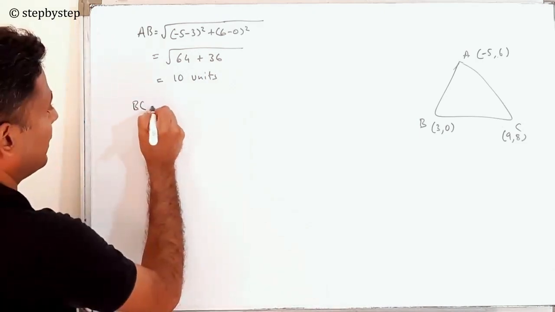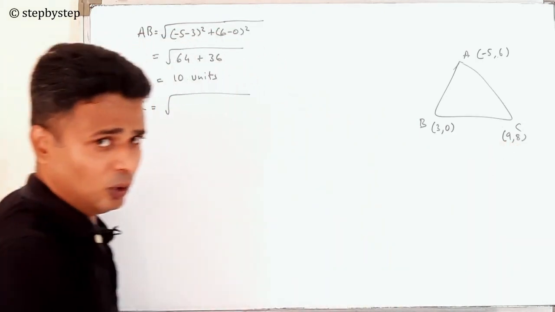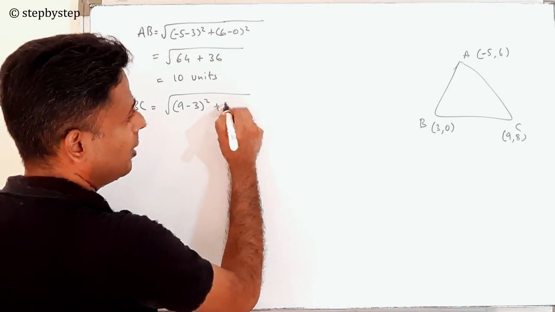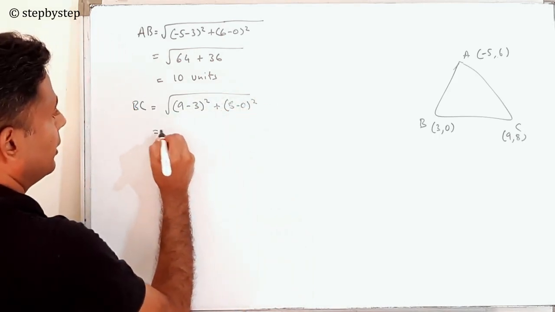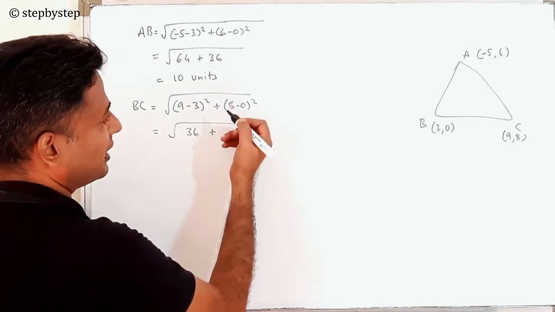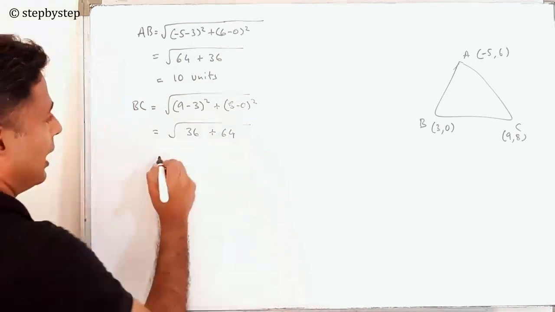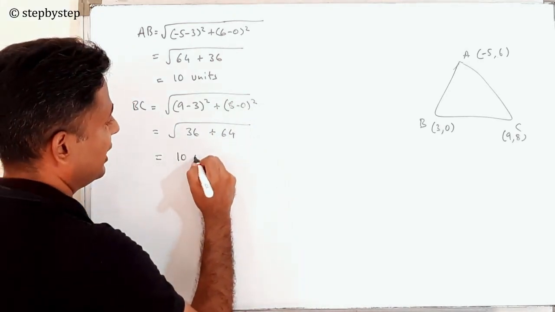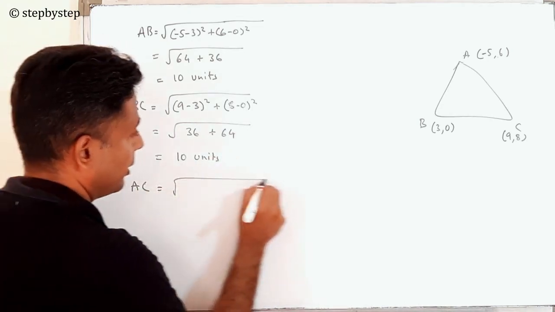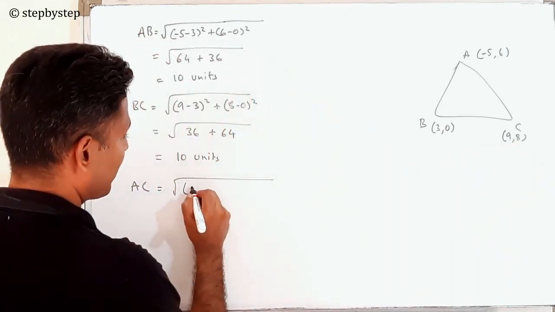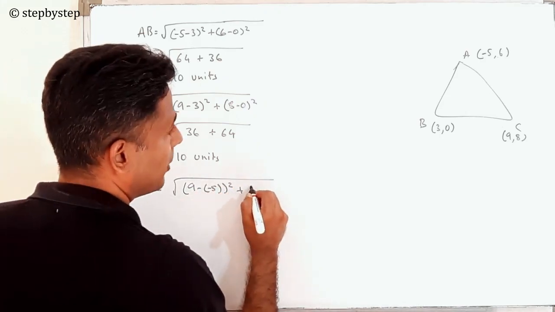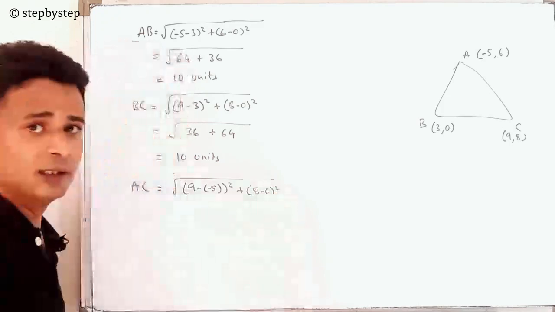Next we'll find BC. I'll take this as x2, y2. So what do I get? x2, that is 9 minus x1, that is 3 whole square plus 8 minus 0 whole square. So what do I get? Root of 9 minus 3, 6 square, that is 36 plus 8 minus 0 is 8 square is 64. Again I am getting root of 100, that is 10 units. And finally we'll get AC. Now I'll take this as x2, y2 in this case again. So x2 minus x1, so 9 minus 5 whole square plus y2 that is 8 minus 6 whole square.